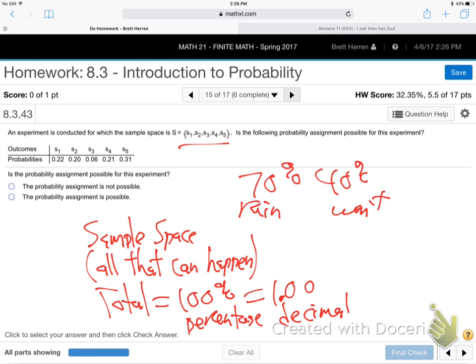So basically when they're asking us, they're saying, hey, check these out. See if these add up to 1.0. I think they do. I think that's why the answer is yes. So you got to basically add them up.